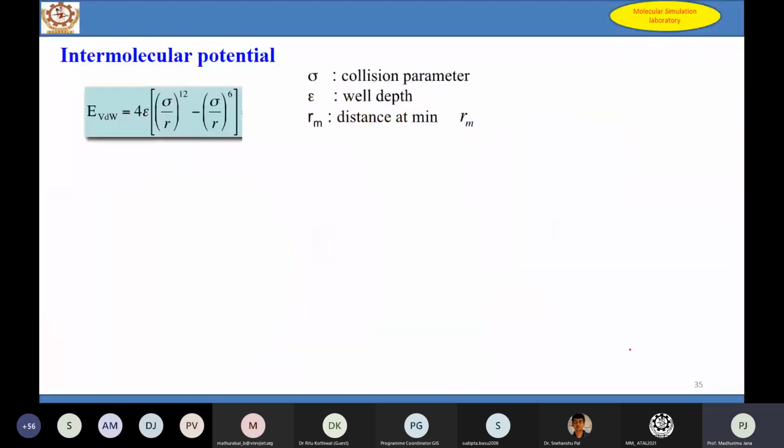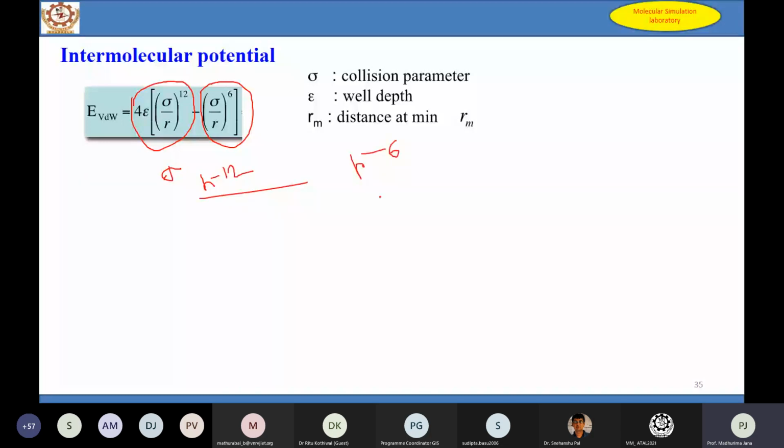Other than intramolecular potential, as I told, there is intermolecular potential also. Intermolecular potential is nothing but the van der Waals interaction, so our very famous Lennard-Jones interaction. Here sigma is the collision parameter, epsilon is the well depth, and Rm is the distance at the minimum. You can see there are two terms: r to the power minus 12 and r to the power minus 6. The r to the power minus 12 is basically the repulsive term, and r to the power minus 6 is the attractive term.